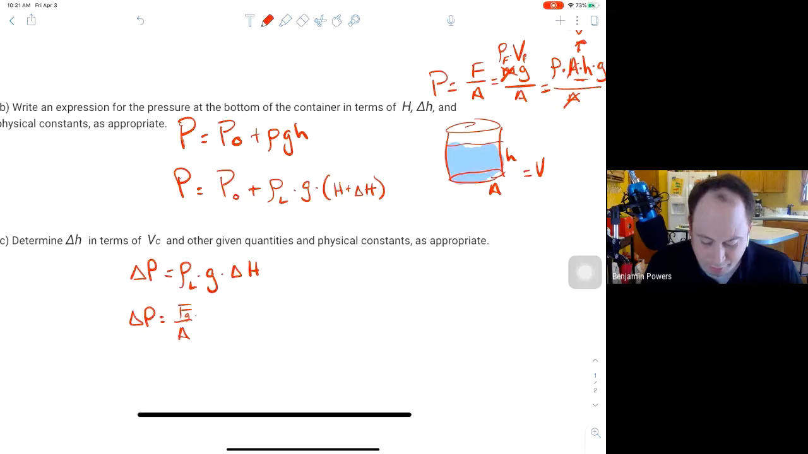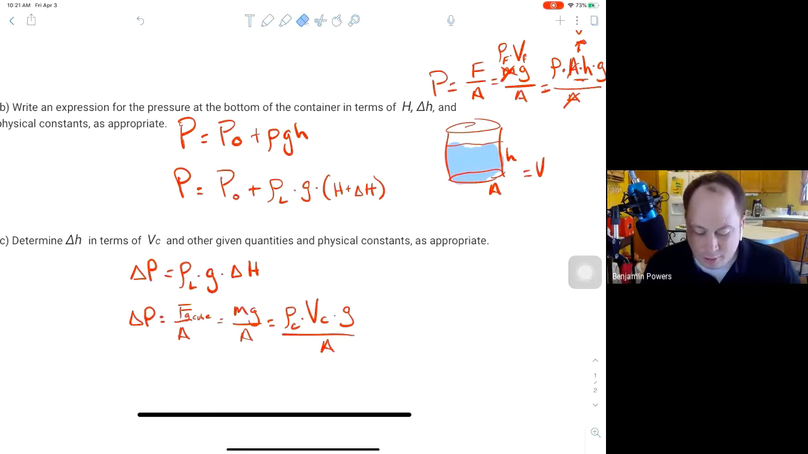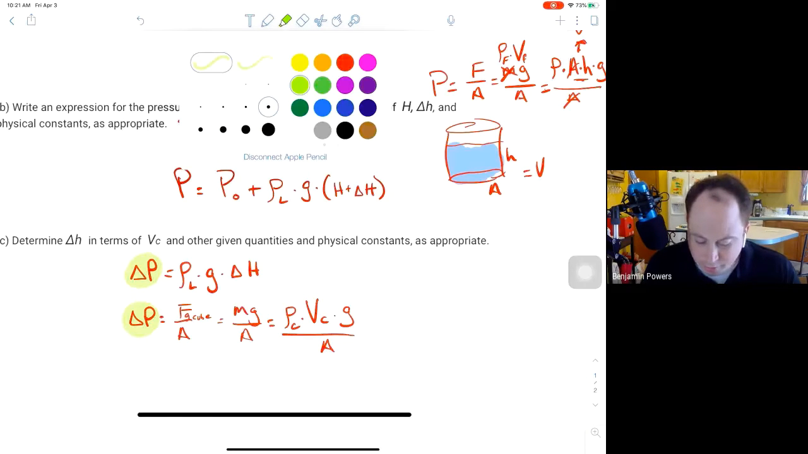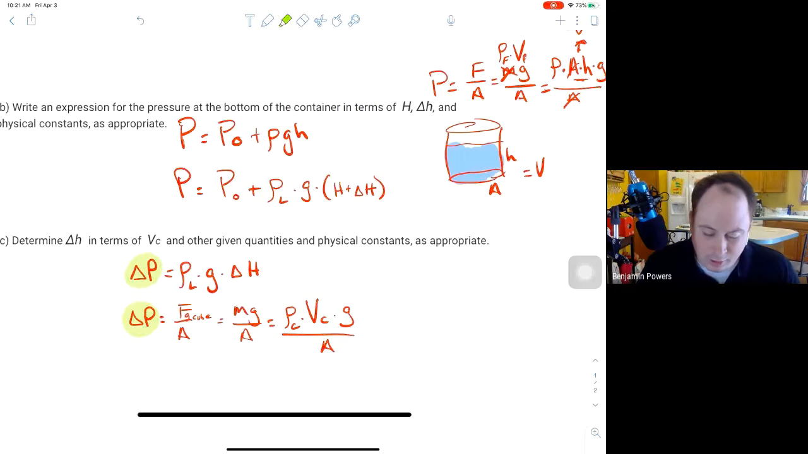It's the force of gravity of the cube, and that's really just the mg of the cube over the area. Instead of saying mg, I could just say the rho of the cube times the volume of the cube times g over A. So I have two equivalent expressions now for delta P. One that's phrased in terms of delta H, one that's phrased in terms of the properties, the volume of that cube.